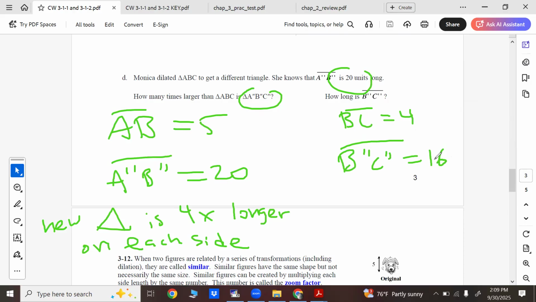Because when we noticed the ratio between AB and A double prime B double prime was a 4-to-1 ratio. We noticed 5 from the diagram on the page. And they told us that A double prime B double prime is 20. So you have to maintain that same ratio for all the other 4-to-1 sides. Okay. So that's why we multiply it.